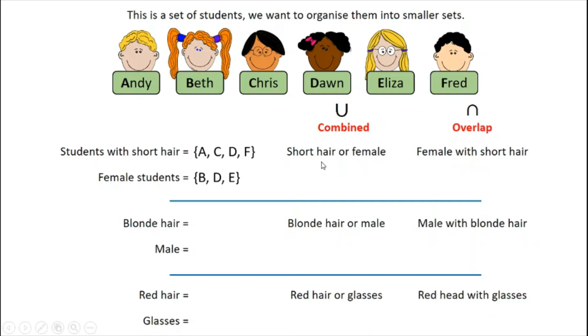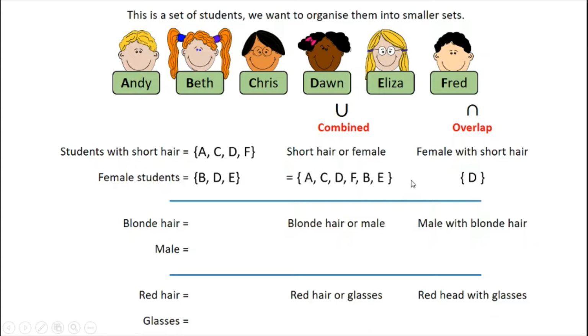Students that have either short hair or are female. Remember, is this combined, this symbol that means combined, this U shape? Well, actually all of them have at least short hair or are female. The overlap is that one person that's female and has short hair, Dawn.